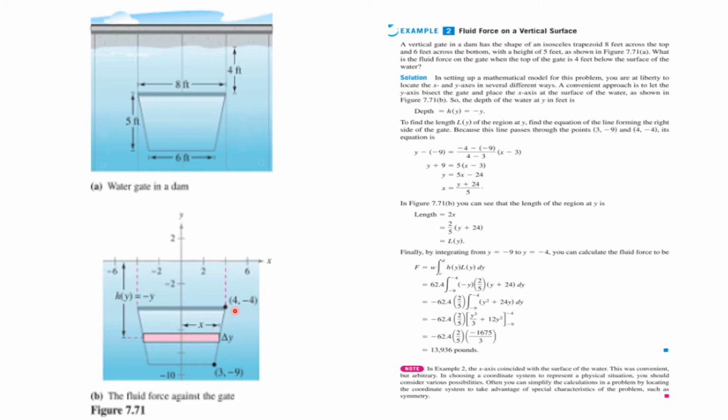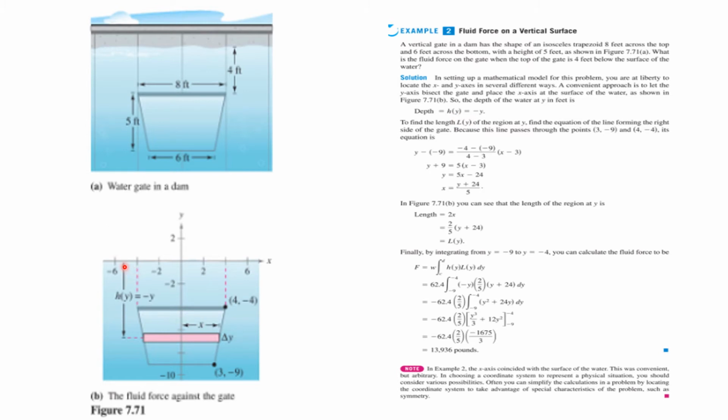So this is the point (4, -4). This is (3, -9). And this slope is the negative of this slope, and so all that stuff makes sense. This is important. Your picture matters a great deal, so you need to spend time doing that. Okay, so we set that up that way, and that means the depth is going to be equal to h of y, and that's going to be minus y.